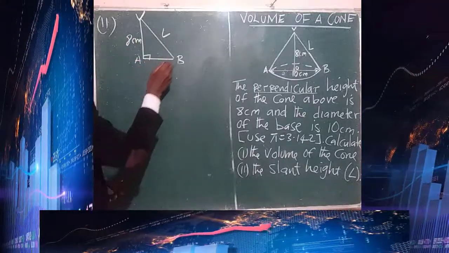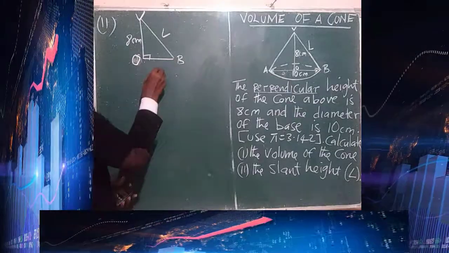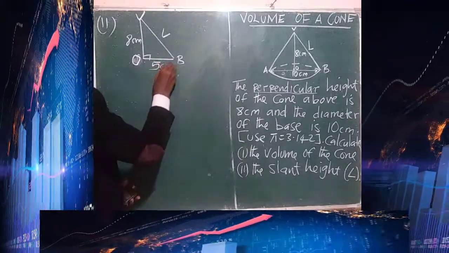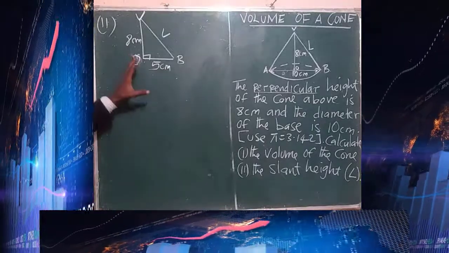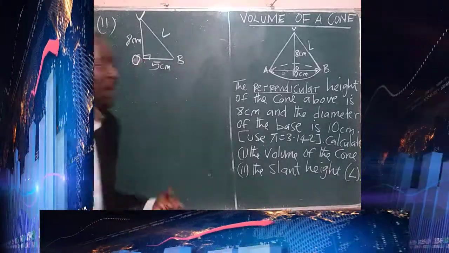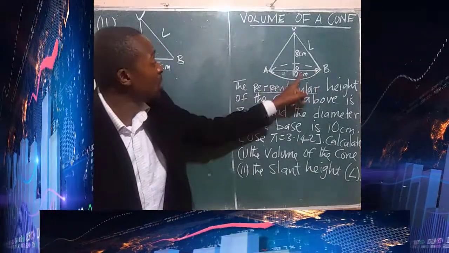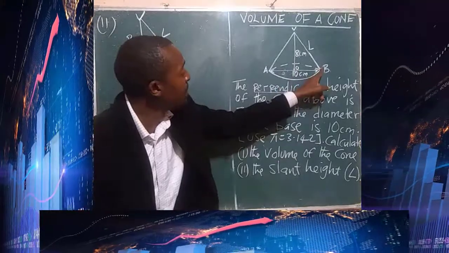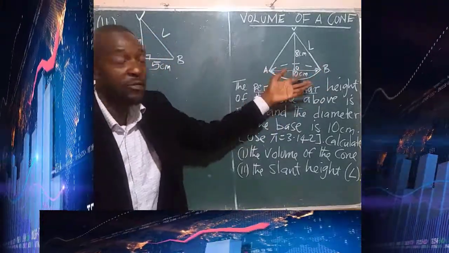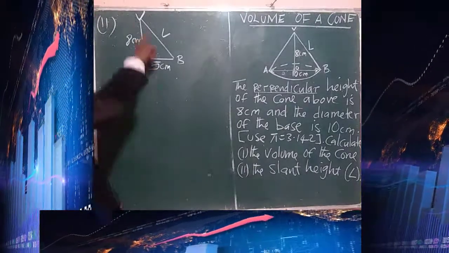And then from O to B, we have 5 centimeters. For the sake of those who may not understand where the 5 is coming from, the diameter from here up to there is 10. And so the length from O up to B is half of 10, which is 5. And this is the 5 here.